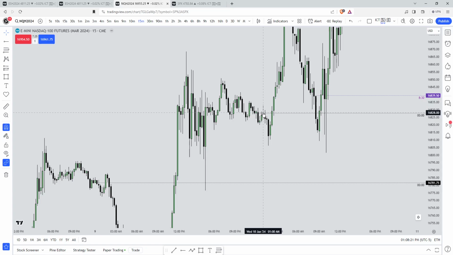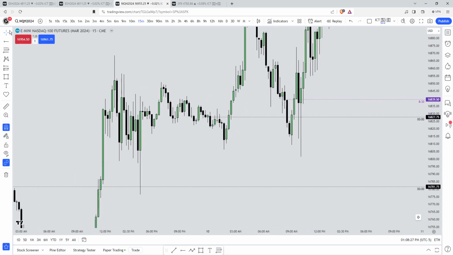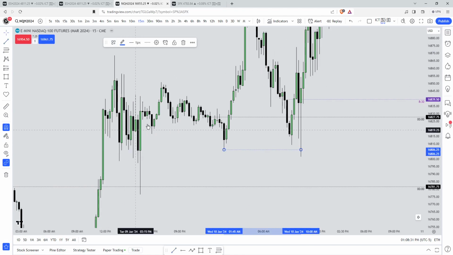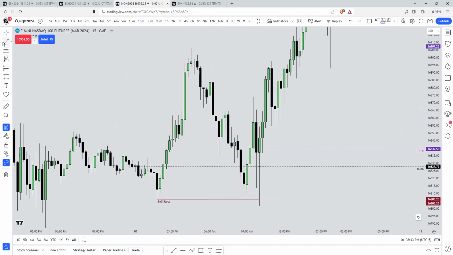Okay, we have midnight here. Price expands lower. 8:30 opens up, expands lower. Look for a run on sell side liquidity beneath these levels, and then you can anticipate for price to break higher. Once it does that, it creates a change in state delivery on the 15-minute time frame.